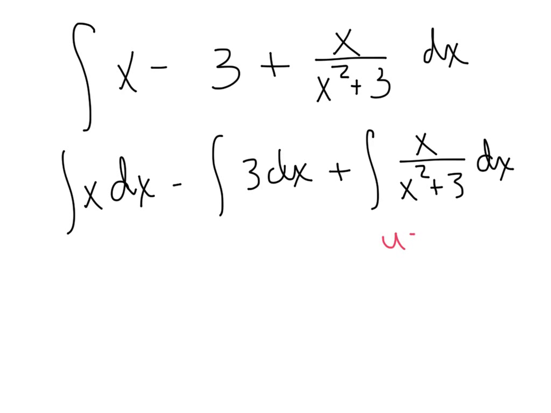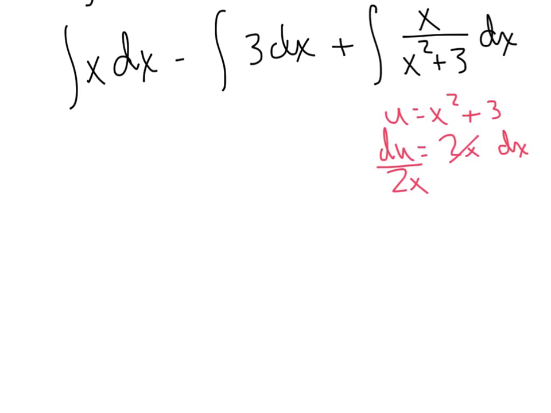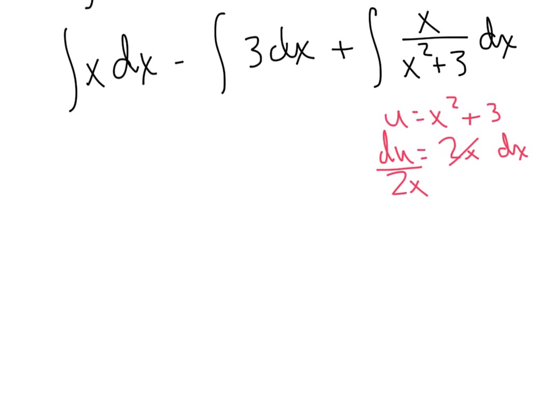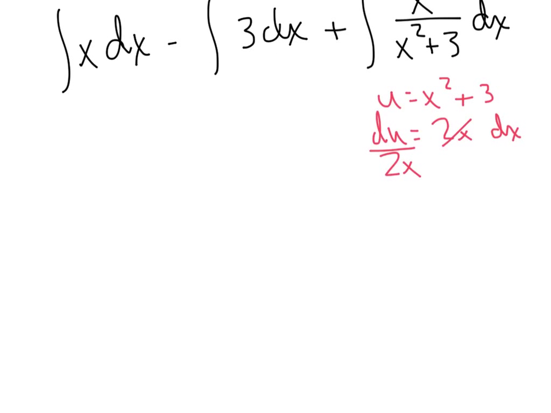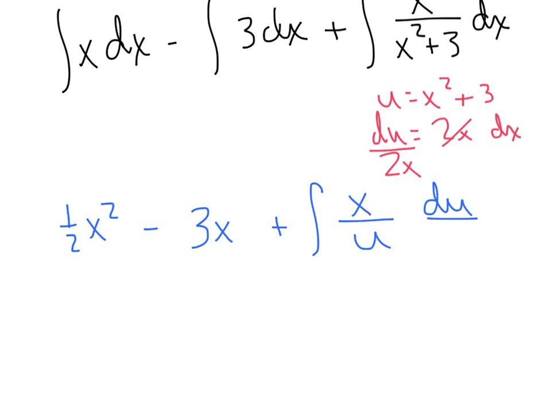I'm going to let u equal the denominator, and my du is going to be 2x dx. Solve for dx again. We're very good at this right now. And let's go ahead and finish off this integral. The first term is going to be 1/2 x squared minus 3x, and the last one, I'm still going to write it as an integral. I've got x all over u and du all over 2x.